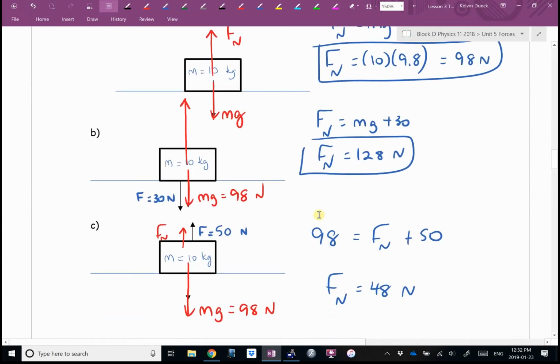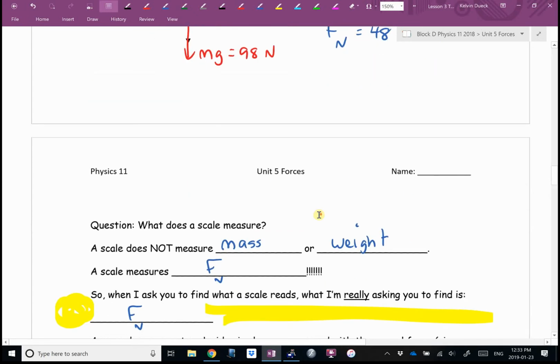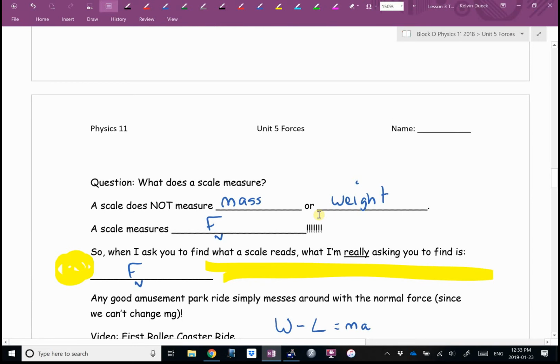We said that if you do a free body diagram, really we're saying if you're not sinking into the ground like quicksand, you're not flying like Superman, everything down has to equal everything up, or everything up has to equal everything down. That's your equation. Good free body diagram, and then get the normal force by itself. And then, here was the key idea as well. Courtney, what does a scale measure? Does a scale measure mass? Does a scale measure weight? What does a scale measure? It measures the normal force. In fact, I said to you, a good amusement park ride, all it does is it mucks around with the normal force.